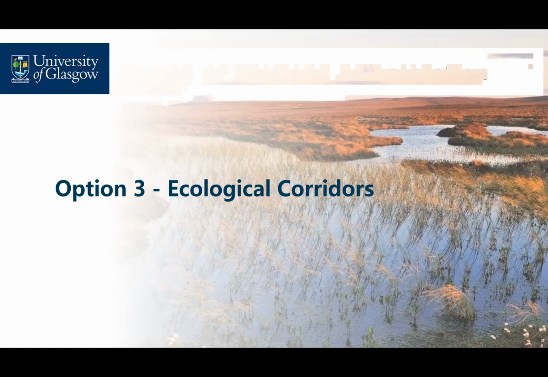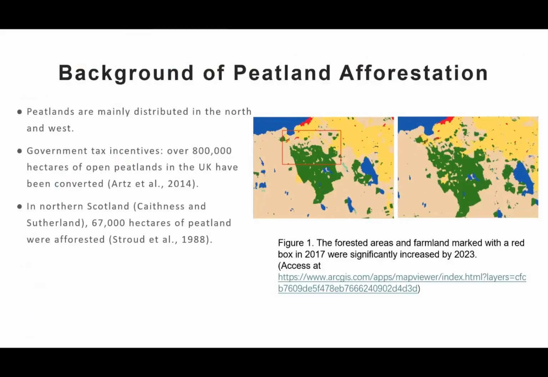Okay, for ecological corridors. Due to social and economic developments, large-scale afforestation has significantly altered peatland, driven by government tax incentives. Over 800,000 hectares of open peatlands in the UK have been converted into commercial plantations. In North Scotland, particularly in Caithness and Sutherland, approximately 6,700,000 hectares of peatland have been afforested, and the infrastructure of this project will be constructed in Flow Country, the largest peatland in this region.